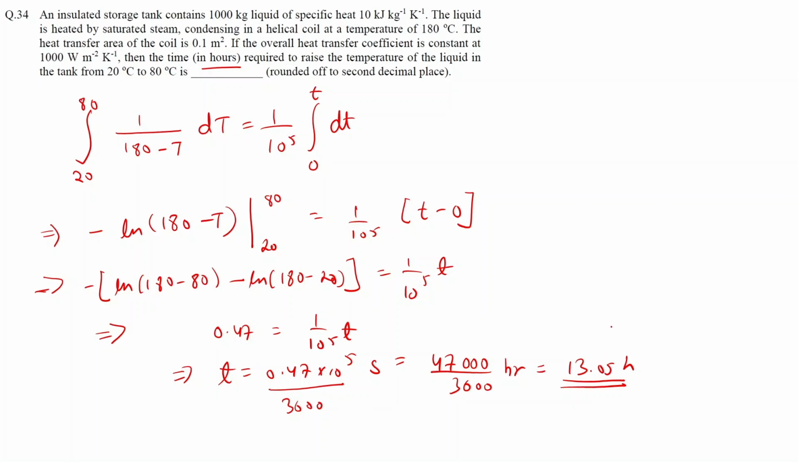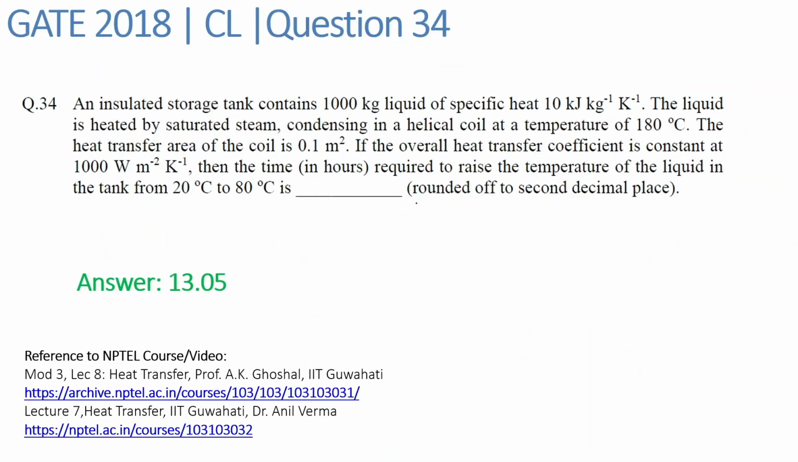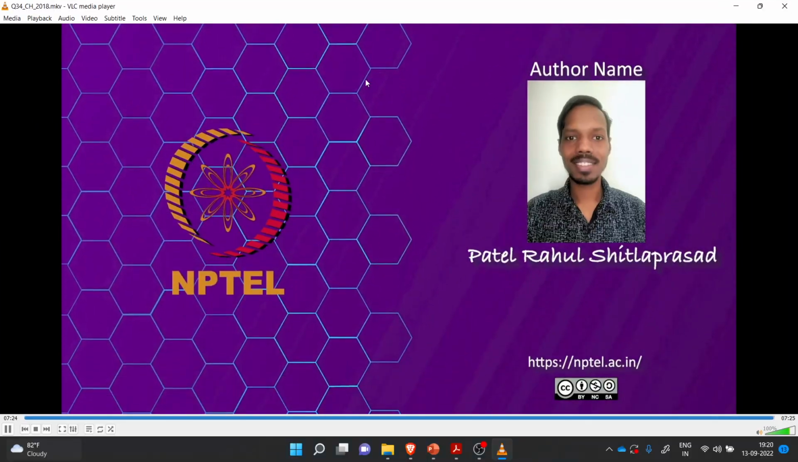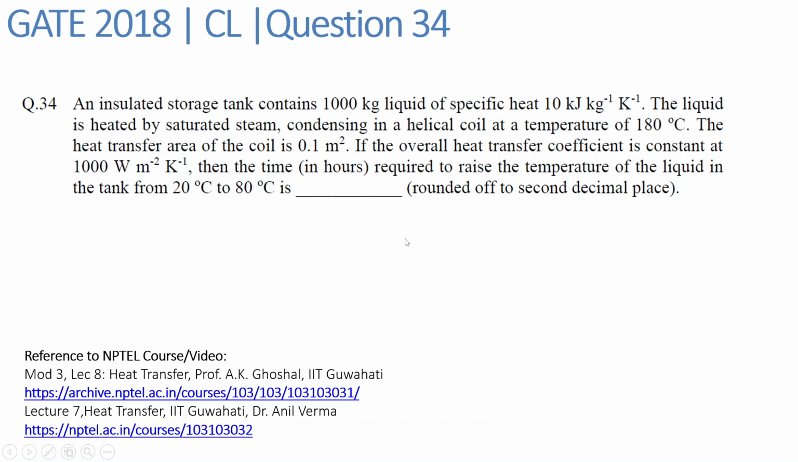In this given question, we wrote the unsteady state energy balance, that is m Cp dT/dt equal to UA delta T, and found the time required to raise the temperature by the given delta T. The final answer is 13.05, and we have to write it to two decimal places, so we will report the answer as 13.05. If you have any doubt in this question, you can write it in the chat box. I'll leave it for a minute.